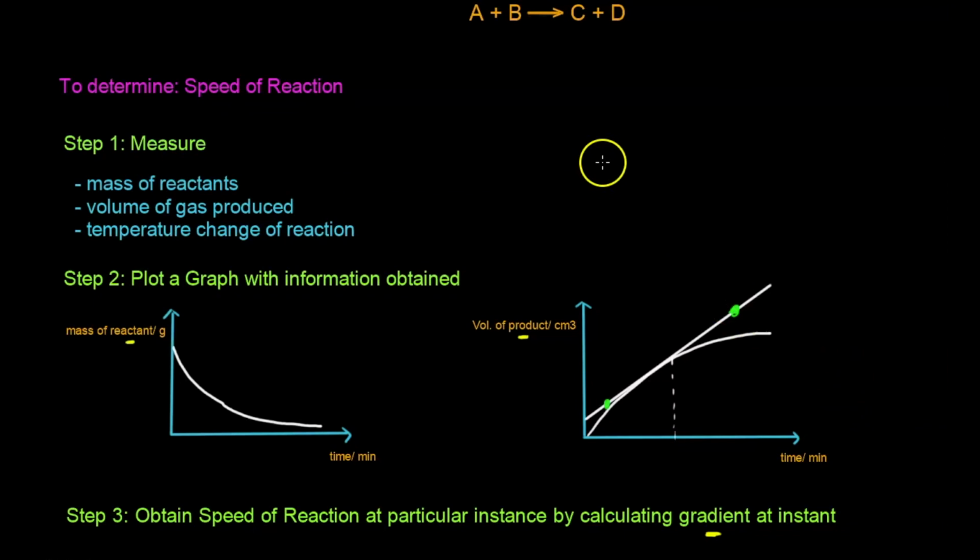But in short, this is how we measure the speed of reaction. Basically, first we measure what we want to get. For example, I want the mass of reactants, and then I plot it out. And finally I obtain the gradient, and then I can obtain the speed of reaction at any instant, at any point of time.